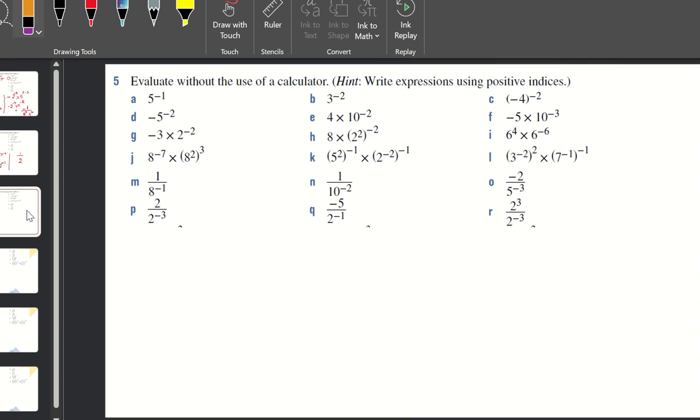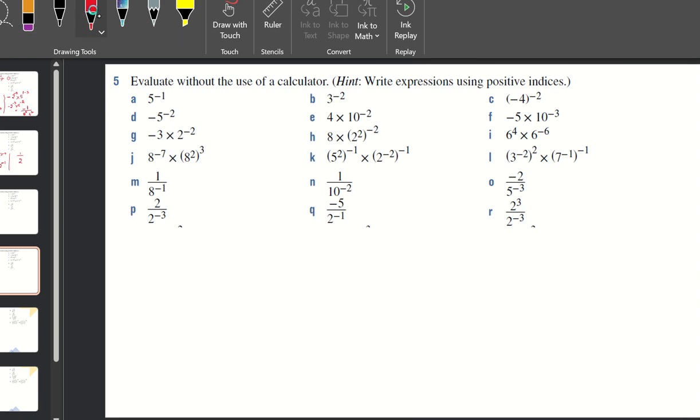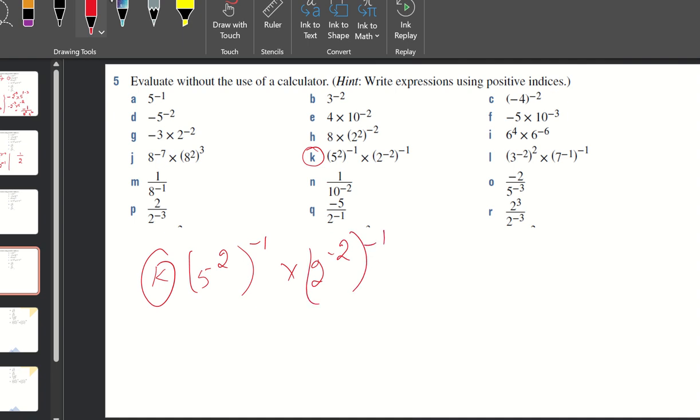Now we look at this one. We're looking at probably question K. Question K is 5 squared to the power of minus 1 times 2 to the power of minus 2 to the power of minus 1. Okay, so you multiply that, you'll get 5 to the power of minus 2 times 2 to the power of minus into minus is a plus. 2 ones are 2. So you keep the positive powers on top and bring the negative powers down. Okay, so that is K.